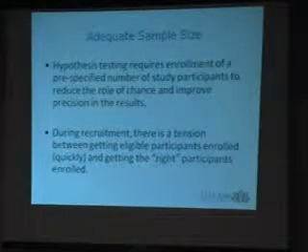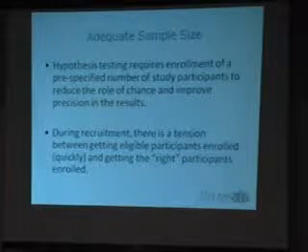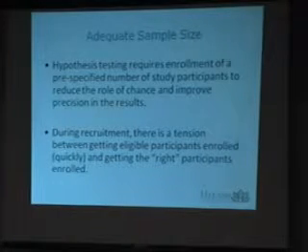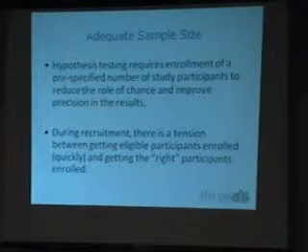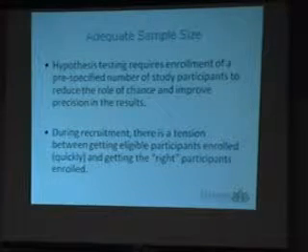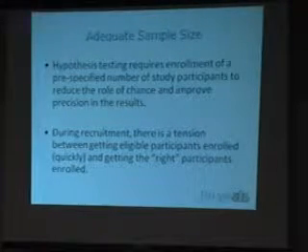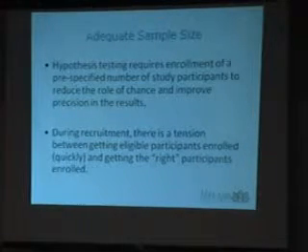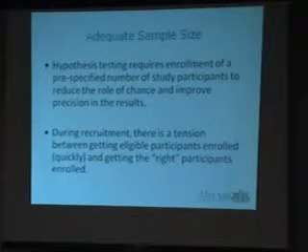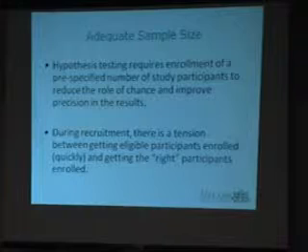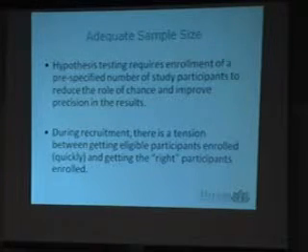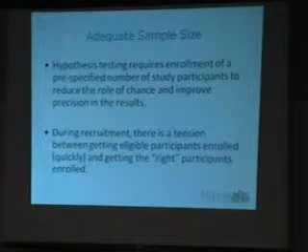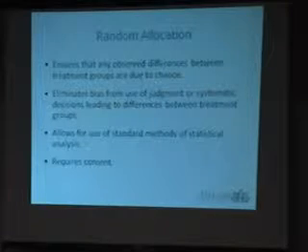Adequate sample size is something that we'll be after in each of these trials, and that's because hypothesis testing requires enrollment of a pre-specified number of study participants to reduce the role of chance to a certain level and to improve the precision of the results. During recruitment, though, we realize, and I'm sure you realize, that there's a tension between getting eligible participants enrolled quickly and getting the right participants enrolled. And by right, I mean the participants who are really committed to finishing the trial and being adherent in it. So there is that tension. We don't get rid of it. We just have to deal with it.